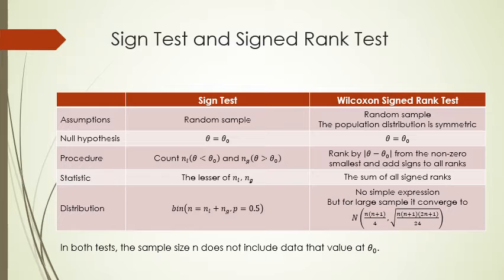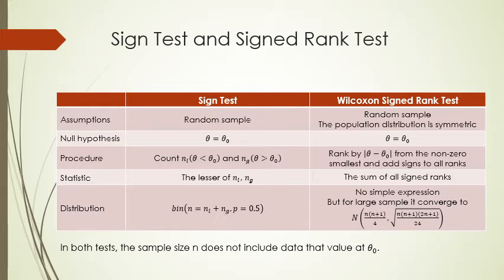Both the sign test and the signed rank test may be used to test if the median is significantly greater than or less than a specified value. The paired test may be treated very similarly, since we may use the difference as a derived sample and do a one sample test. The sign test is a simple non-parametric test with the assumption that the data is from a random sample. The null hypothesis is that the median theta is theta 0.